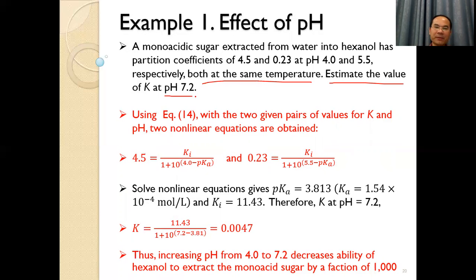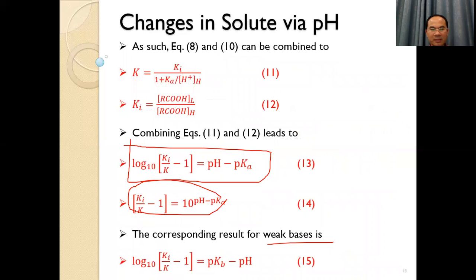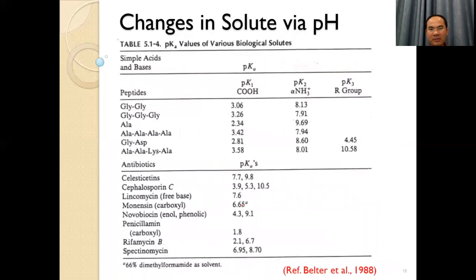We know pH 4, K 4.5, pH 5.5, K 0.23. The question is, what is the K value at pH 7.2? For this case, we can use the equation. Because if you know Ki, pH, and pKa, you can solve for K, but for this example, we don't know Ki and pKa. We need at least two equations to solve.